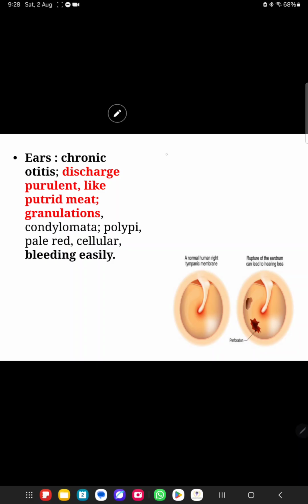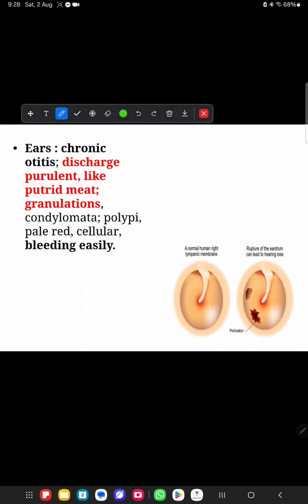So I was talking about CSOM and ASOM. I was telling about the difference between CSOM and ASOM. You will get questions related to this. In CSOM, you will find a yellow discharge which is very offensive and sticky. That is the characteristic of CSOM. In this way, you will come to know that the patient is having CSOM.